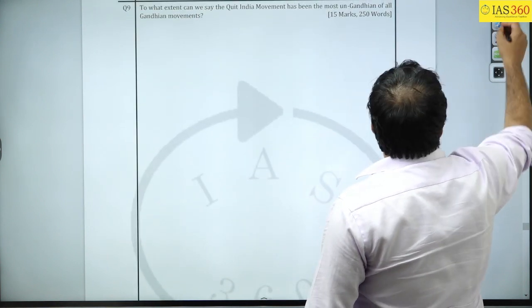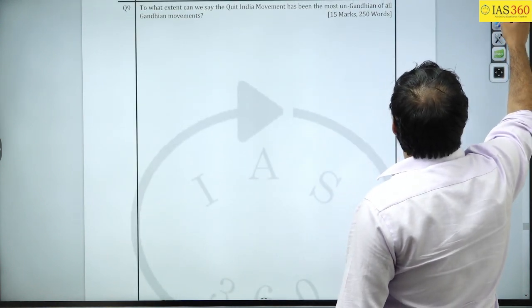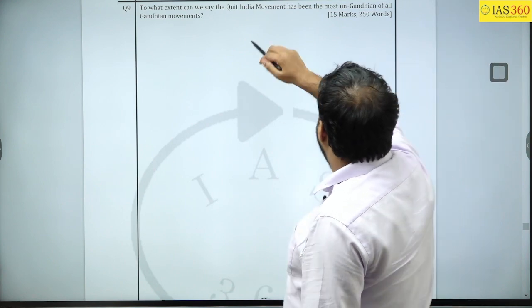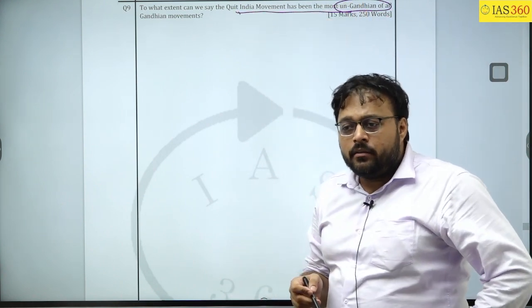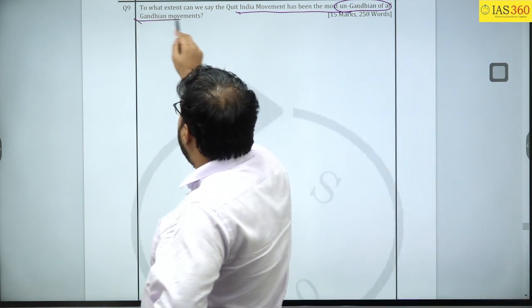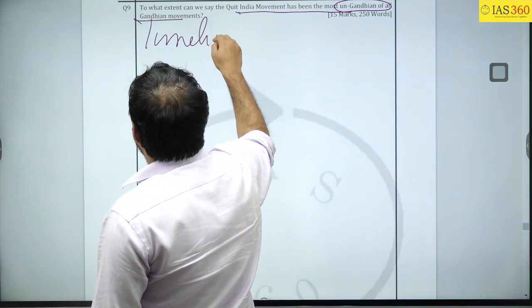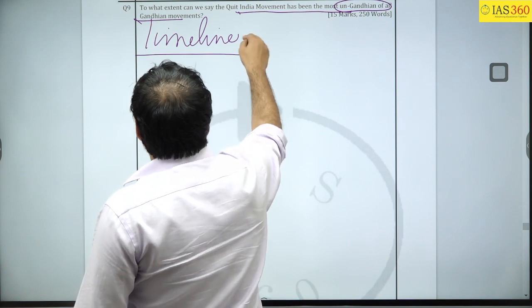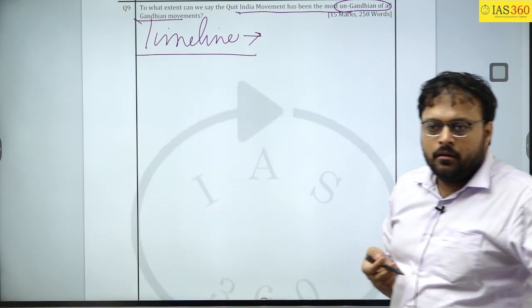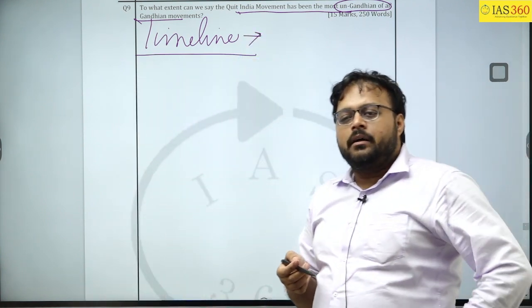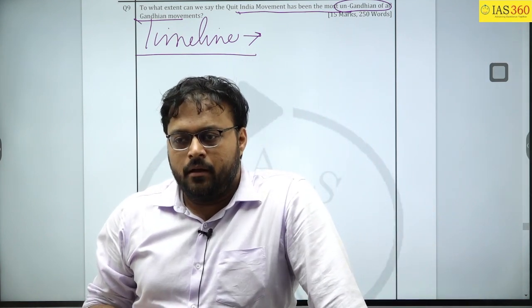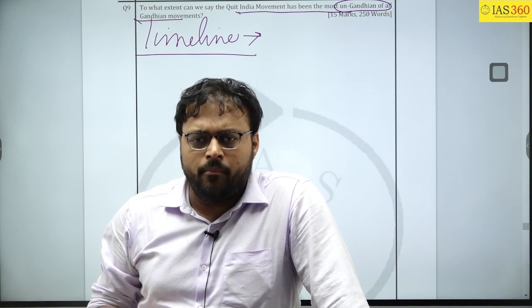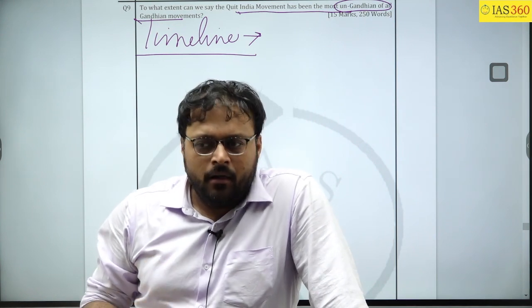Now, the next question is, to what extent the Quit India movement has been the most un-Gandhian movement? So yes, you can start from the timeline of the Quit India movement. You will start that it was started after the failure of the Cripps mission, from Gwalior Tank, Bombay. So this will be the timeline.